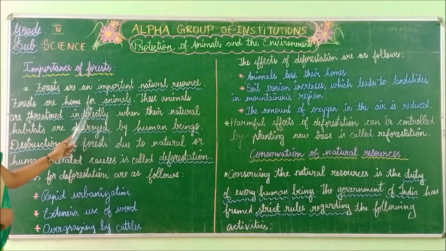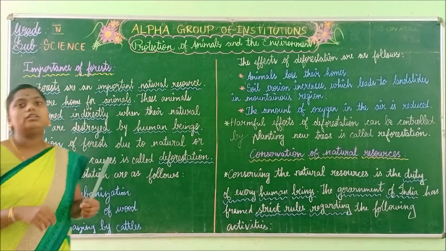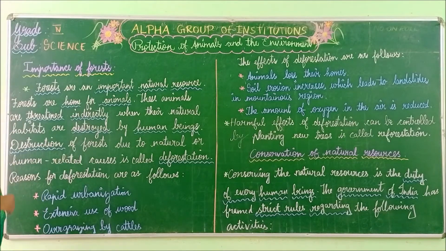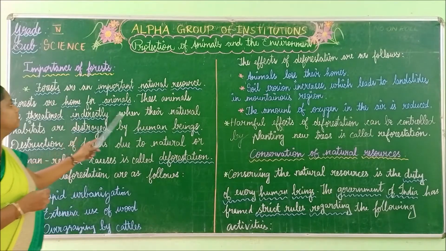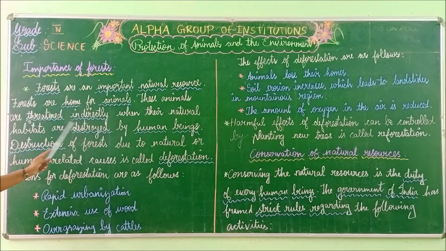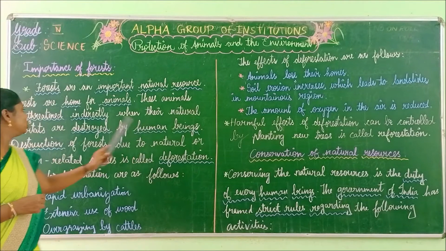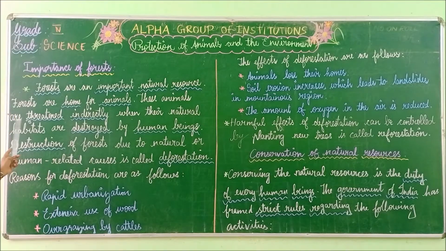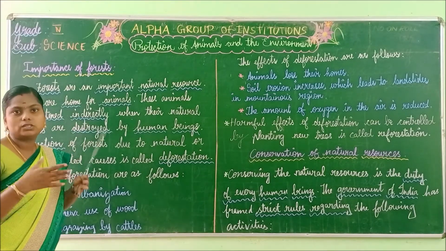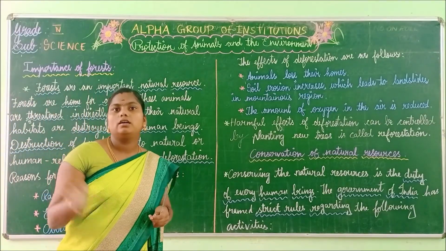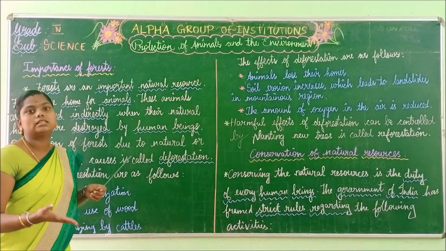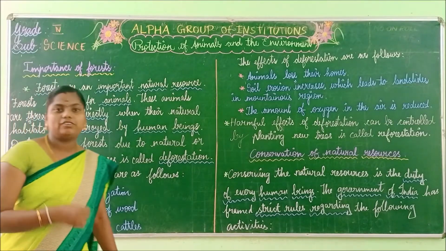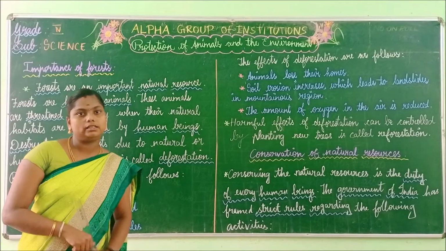Forests are home for animals. Not only are forests useful for us, they are also homes for animals. These animals are threatened indirectly when their natural habitats are destroyed by human beings. So what is said here is animals are threatened indirectly. We are not going straight away and killing them or asking them to go away, but indirectly we are threatening them. How are we doing this? We are doing this by cutting the forest. By destroying or cutting the forest, we threaten the animals indirectly. Is it clear, children?